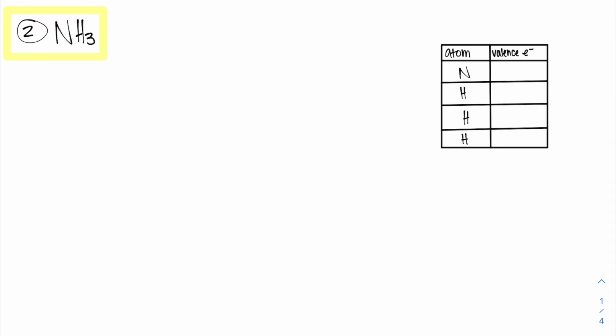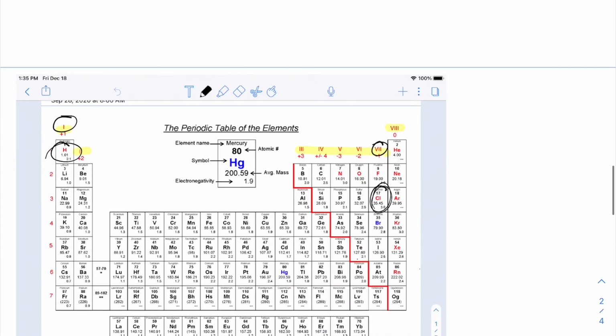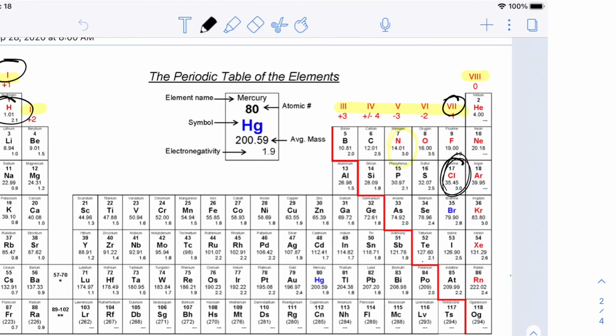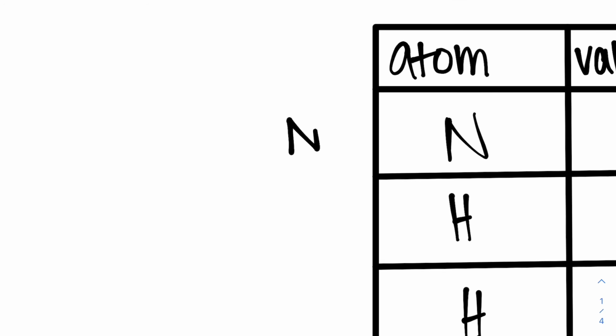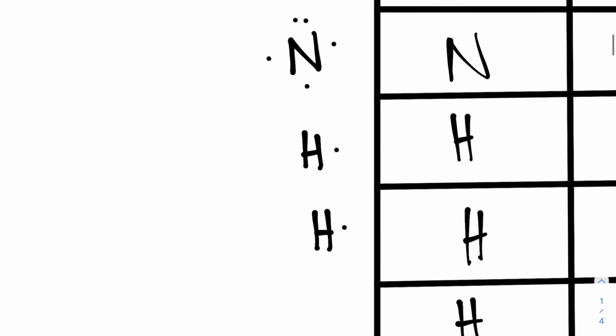Let's look at NH3, which is ammonia. First we need to figure out how many valence electrons we're working with. So we have 1 nitrogen. If we look to our periodic table and find nitrogen, you'll see that the Roman numeral above it is 5. So nitrogen has 5 valence electrons, and each of our hydrogens has 1 valence electron. So I'm going to draw out the Lewis structure for each one of our atoms here. 1, 2, 3, 4, 5. So nitrogen has 5 valence electrons, and each of our hydrogens has 1.